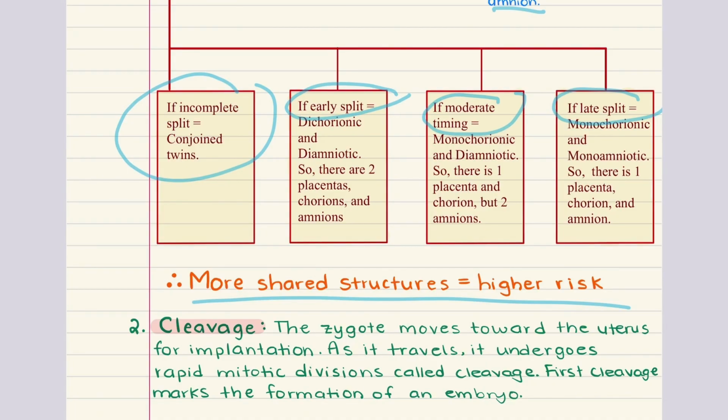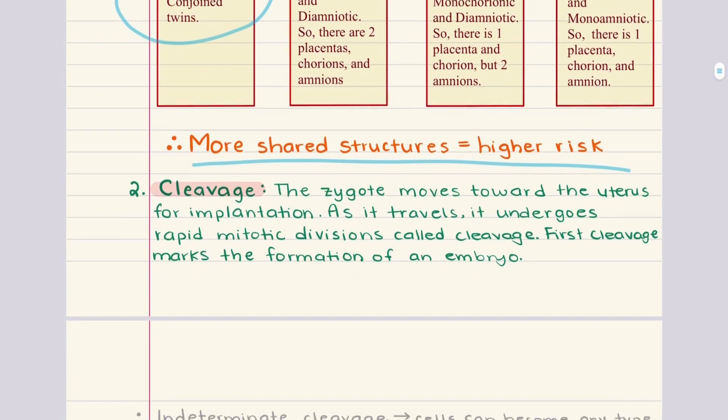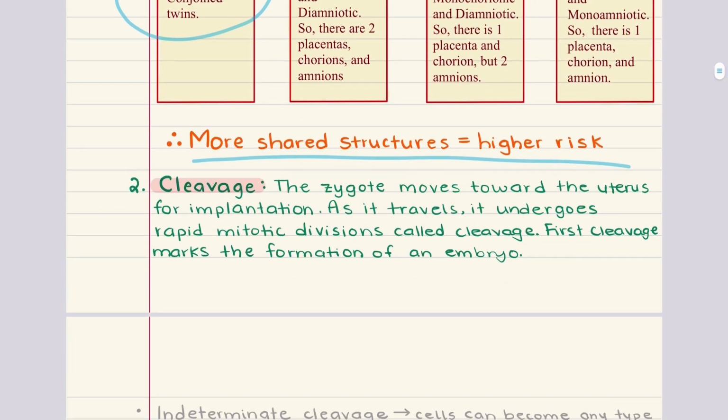Now, after fertilization, the newly formed zygote begins its journey through the fallopian tube towards the uterus, where it will eventually implant. But before it even gets there, something really important starts happening, and that is cleavage. Cleavage is the name for the rapid mitotic cell divisions the zygote undergoes during this early stage.